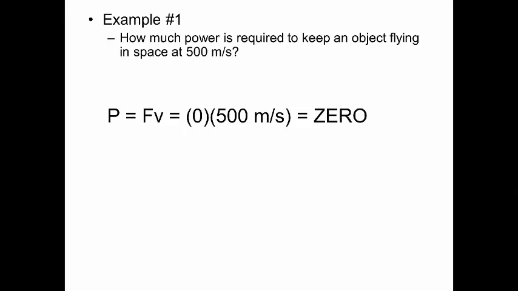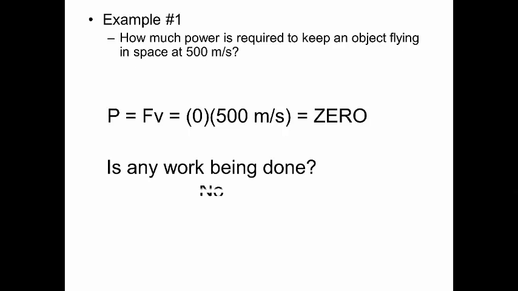So our force is 0 when it's flying through space, if we're going at a constant velocity. If our force is 0, then 0 times our velocity is equal to 0. So no power is required to keep an object flying in space at 500 meters per second. Is any work being done? No. If there's no force, then we can't calculate work by multiplying force times the distance.